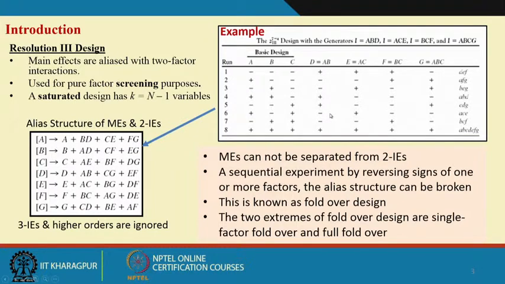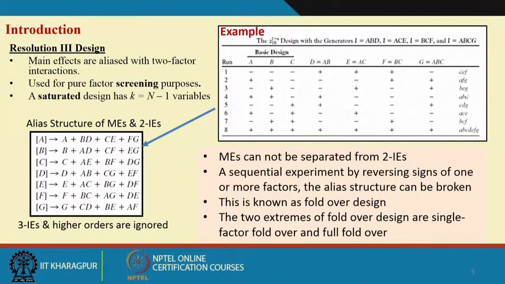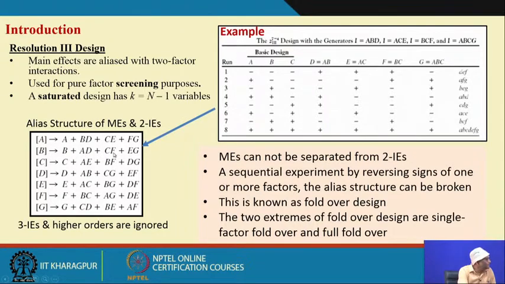of main effects, considering the interaction effects, that is, third and higher order interactions are negligible. So, what will be the alias structure? Suppose we neglect the third and higher order interactions, then you will see that your alias structure will be: A will be aliased with BD, CE and FG, B will be aliased with AD, CF, EG, C like this. So, this is your alias structure.